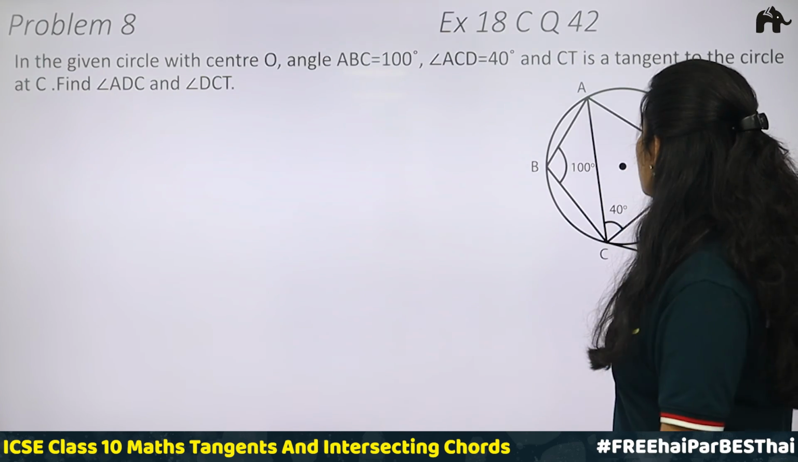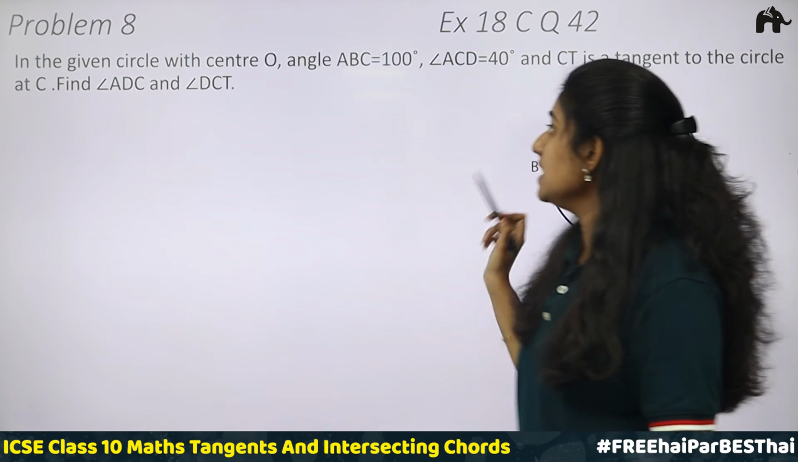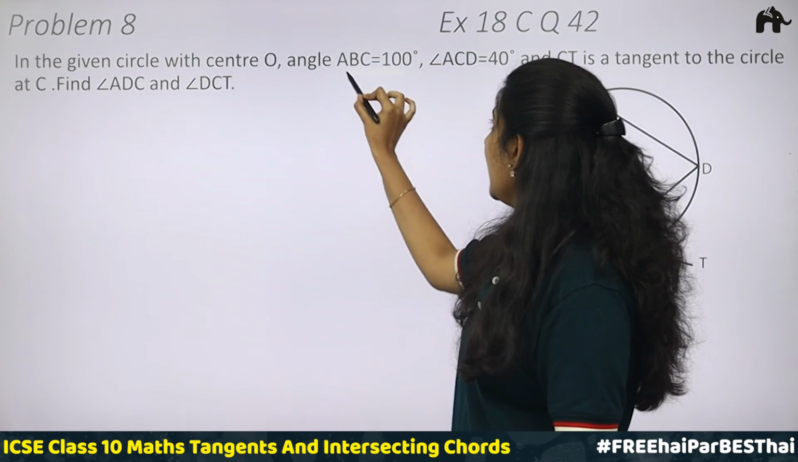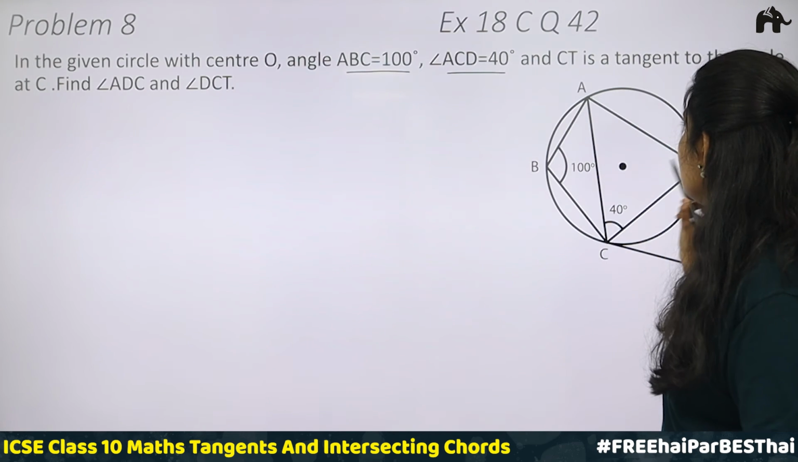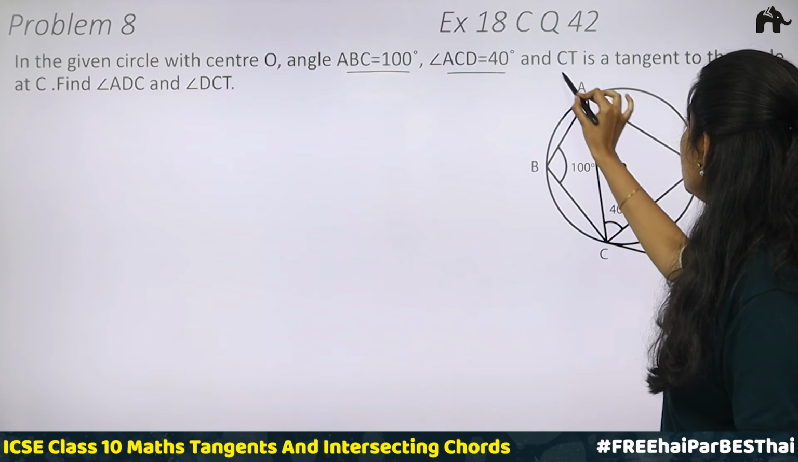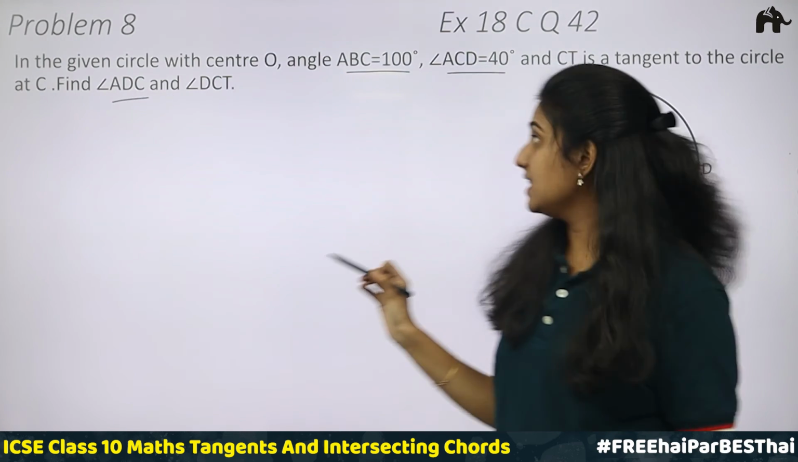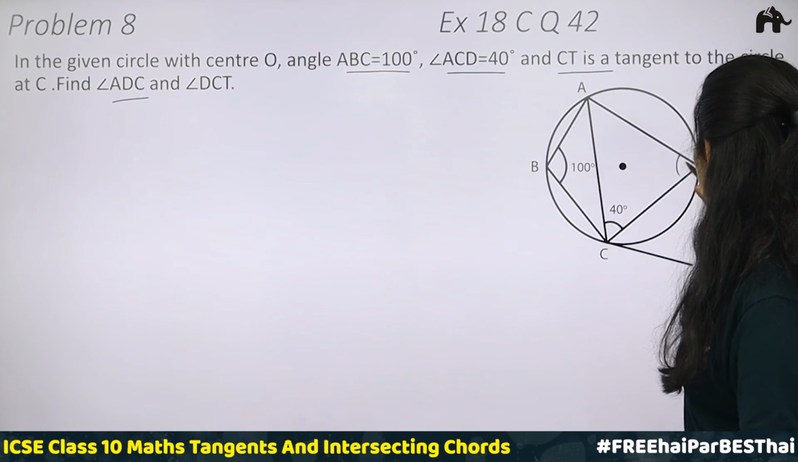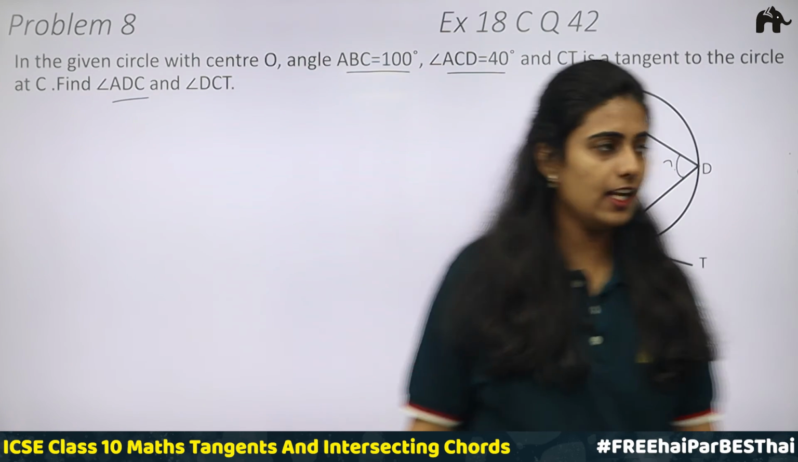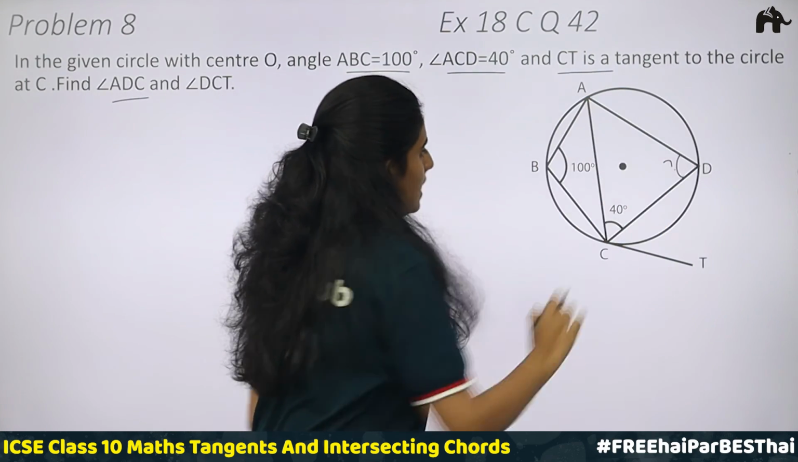Problem number 8, question 42 of exercise 18C. In the given circle with center O, angle ABC is equal to 100 degrees, angle ACD is equal to 40 degrees, and CT is a tangent to the circle. We have to find angle ADC and DCT. First we'll find angle ADC. How to find ADC? Here we have a circle.